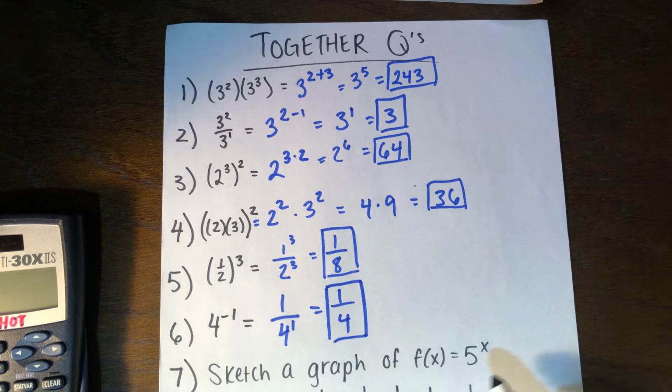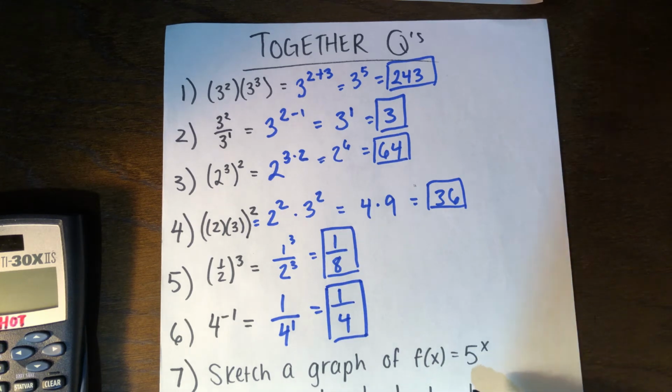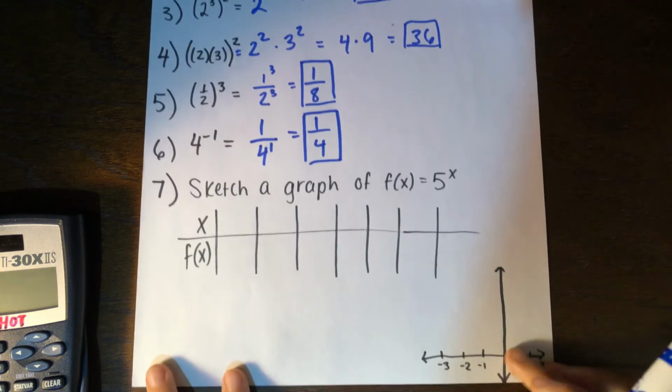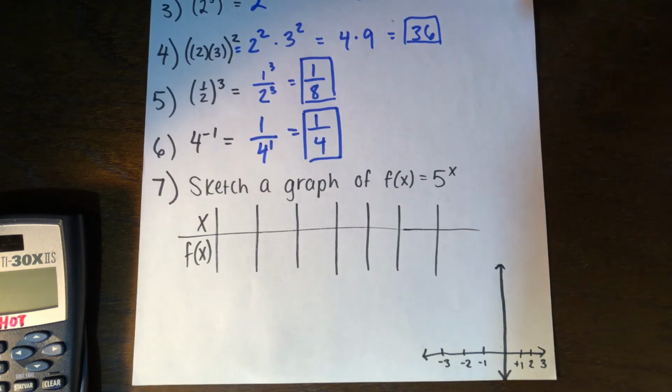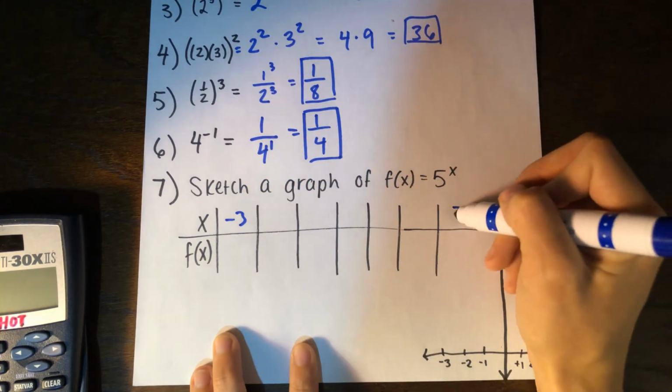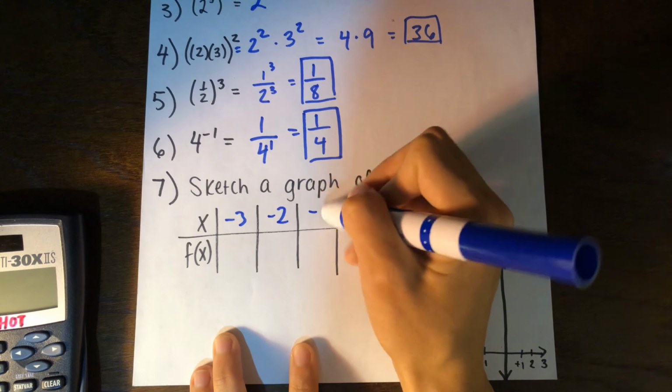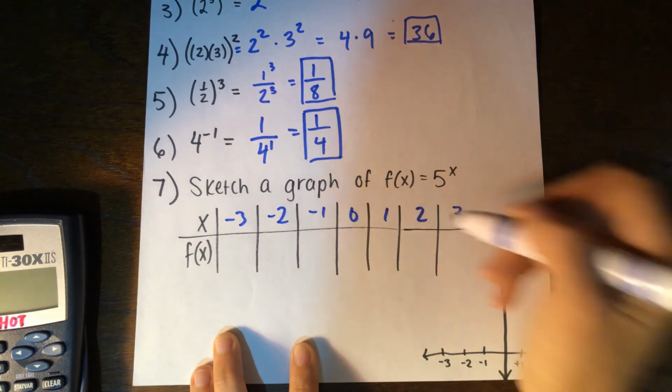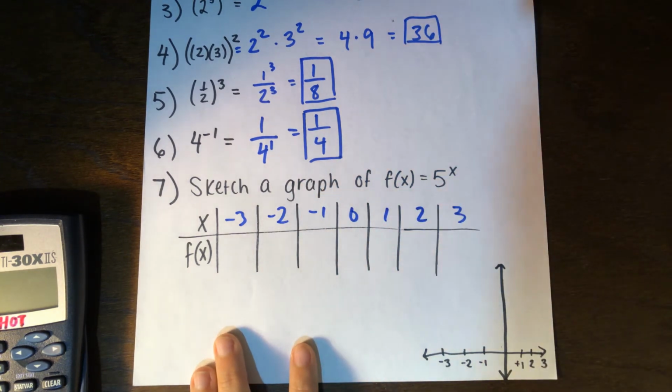Next thing, we have a very basic exponential function. It's in the standard form. So I have f of x is equal to 5 to the x power. They want us to sketch a graph. So all we have to do is pick some x values, test it in here, sketch the graph. Okay, so I'm just going to pick -3 all the way to +3. So -2, -1, 0, 1, 2, and 3. Okay, and then I'm just going to test those.